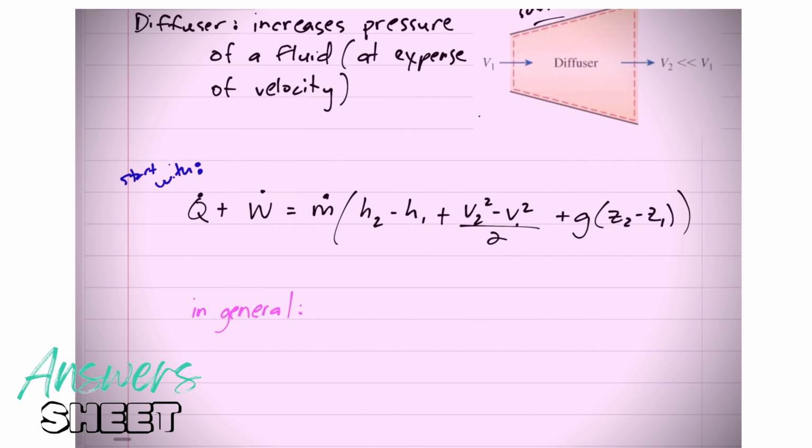So in general, we start with Q plus W equals m dot times delta H plus delta KE plus delta PE. In general, there's probably not going to be any change in height from outlet to inlet. Here, 2 is outlet, 1 is inlet. Don't get it confused with initial and final. This is outlet and inlet.